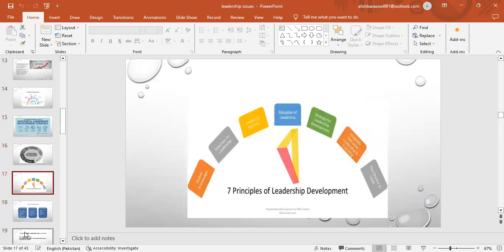Seven principles of leadership development: skilled knowledge, selection for leadership, leaders as mentors, education of leadership, strategy for leadership development, integrate executive leadership and coaching, the chance to lead.